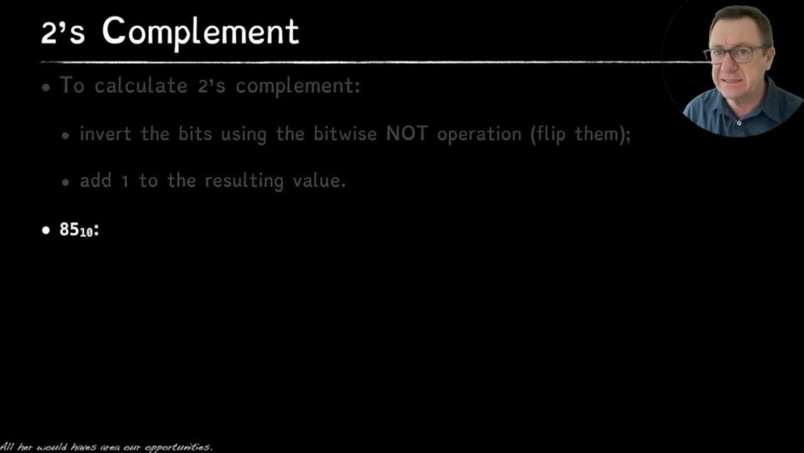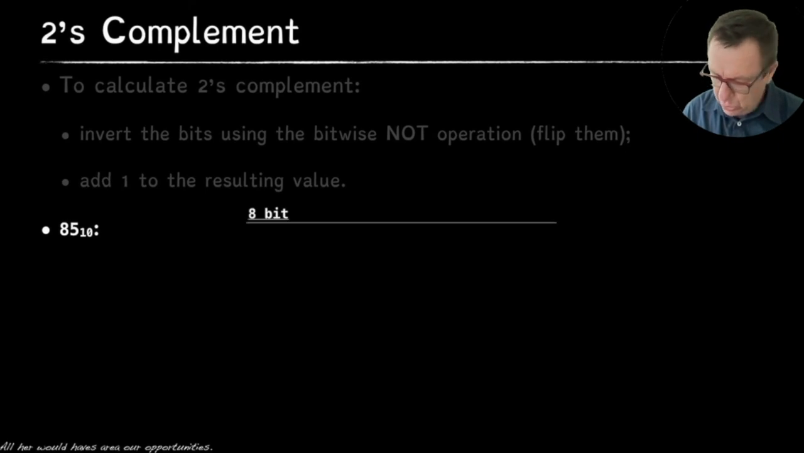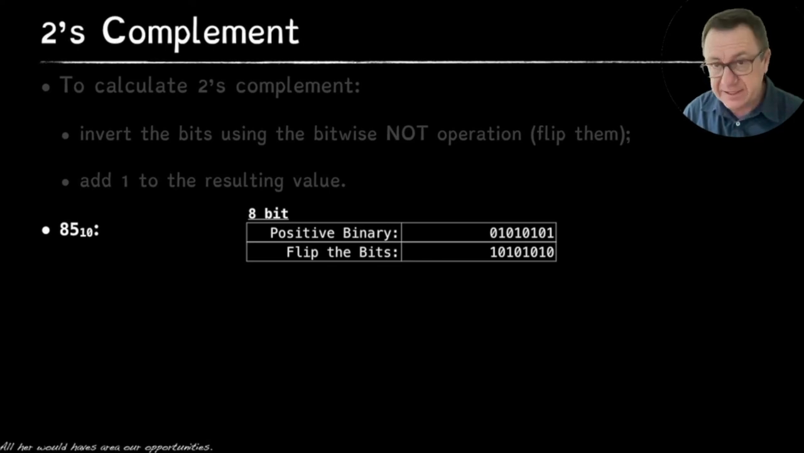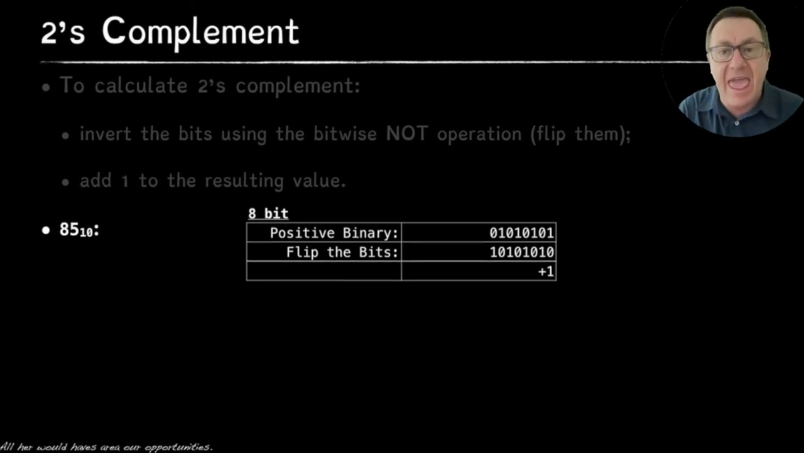85 base 10, as an 8-bit positive binary number. There we go: 01010101. Straightforward. Now we're going to flip the bits. You'll notice we've flipped the bits. What was a 0 becomes a 1, and what was a 1 becomes a 0. We flipped the bits. Now we're going to add 1 to it.